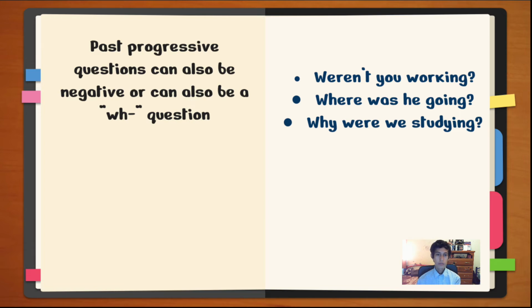in English they don't use it like were not you working. It's more weren't you working. It's shortened. Ok, está acortado. La mayoría de las veces, si no es que siempre, va a ser así. And next we have where was he going and why were we studying. Those are WH questions. ¿A dónde iba él? ¿A dónde iba? O ¿por qué estábamos estudiando?